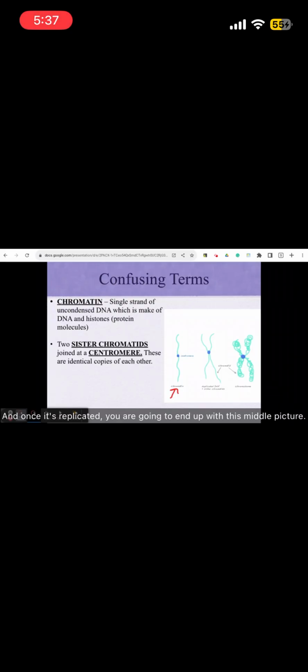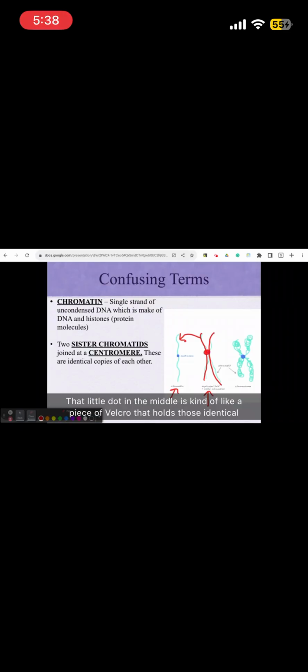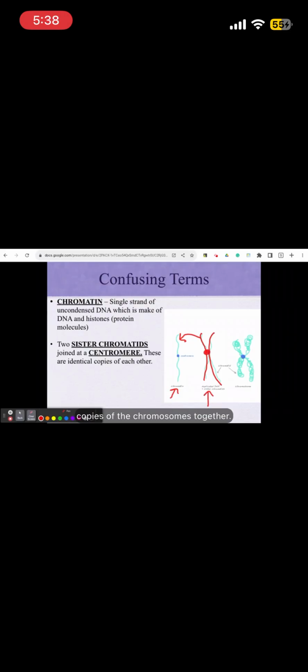Now, that chromatin is going to be replicated. Once it's replicated, you end up with this middle picture, and you're going to have two sister chromatids. This was the original chromatin, this is the copied part of it, and now it's joined together by a centromere. That little dot in the middle is kind of like a piece of Velcro that holds those identical copies together. Those are going to condense down.